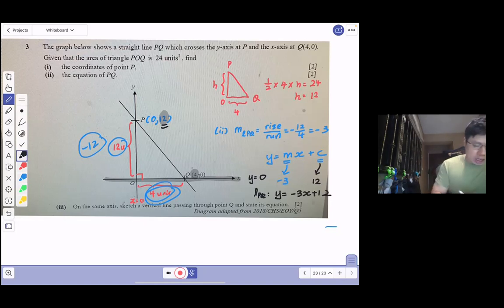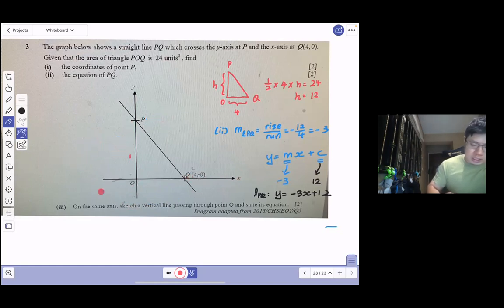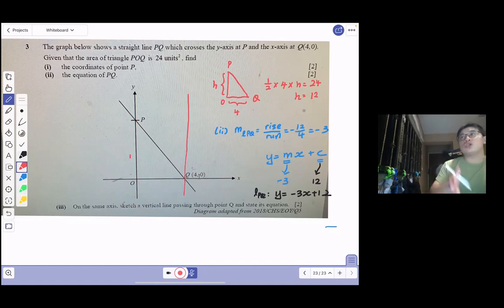Part 3, we need to sketch a vertical line passing through point Q, and state the equation. If you were to draw a vertical line through point Q, imagine this vertical line has to be parallel to the y-axis. So what does the equation of a vertical line look like? We know that it's always x equals to something. So what's that something?